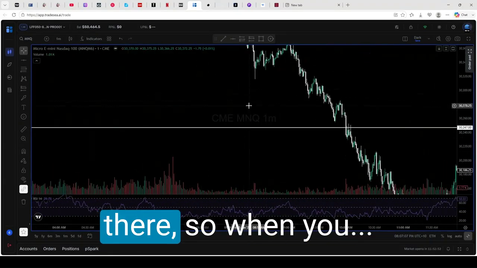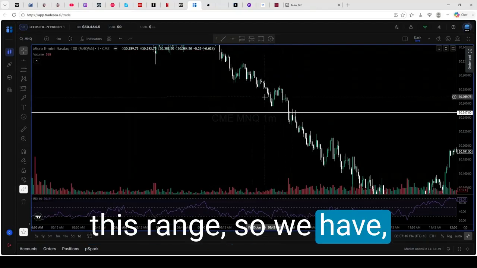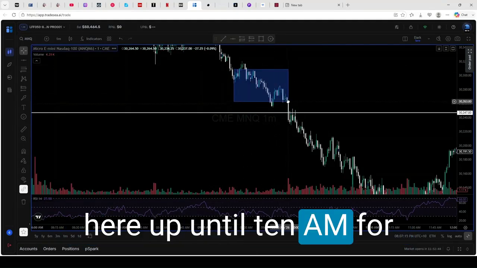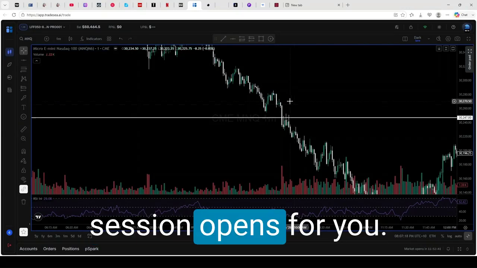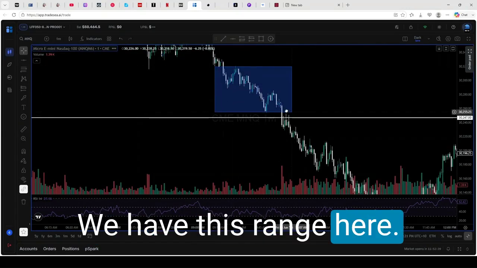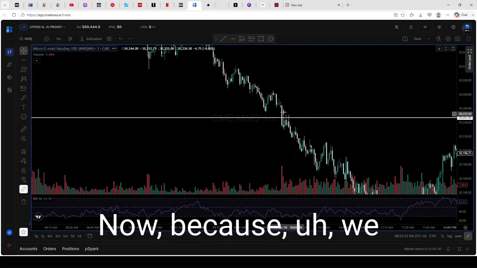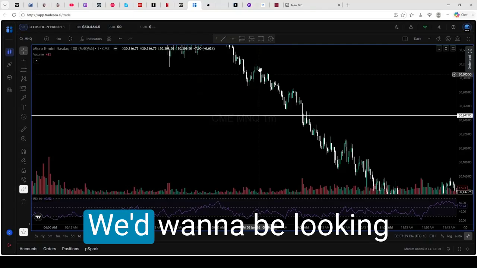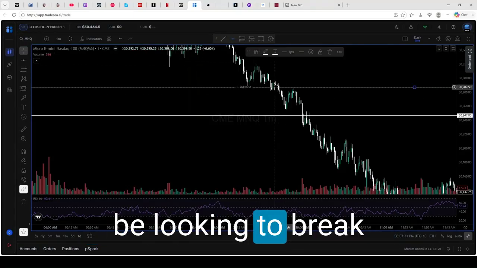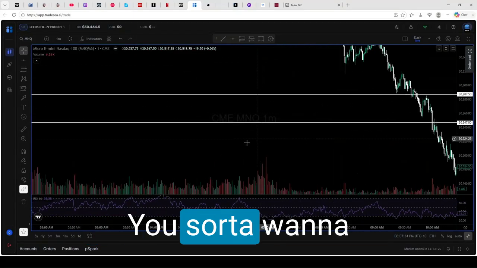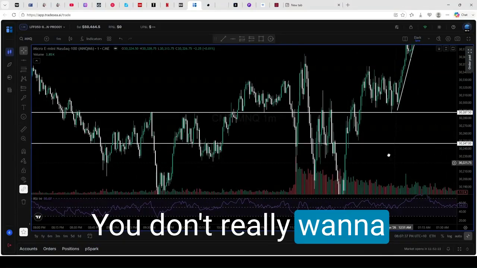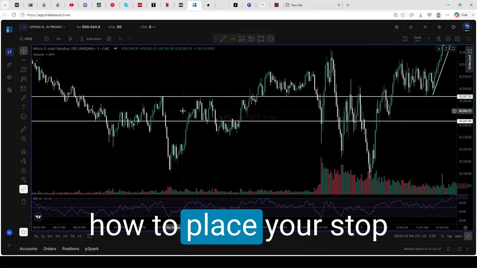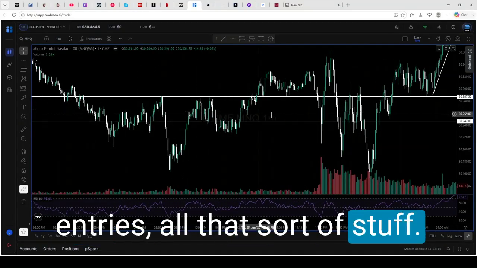So when you're looking at this range, we have the pre-session, within this area here, up until 10 a.m. for whenever Asia Tokyo session opens for you. We have this range here. Because we opened right here on this candle, we have this range here. We would want to be looking to break outside of this range. You sort of want to have equal distances. You don't really want to have it too spaced apart, but it just depends. And I'll go over some quick tips on how to place your stop loss, where to place your entries, all that sort of stuff. I'll get into that.